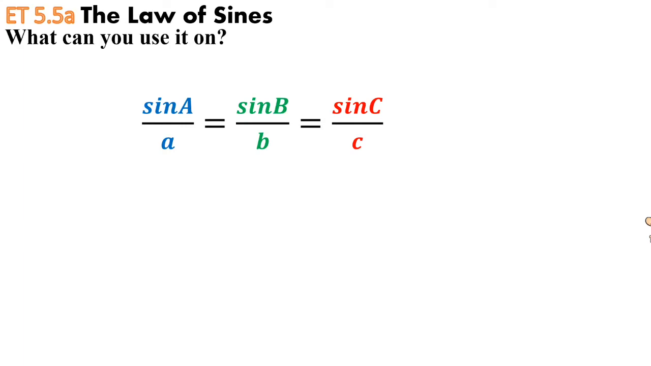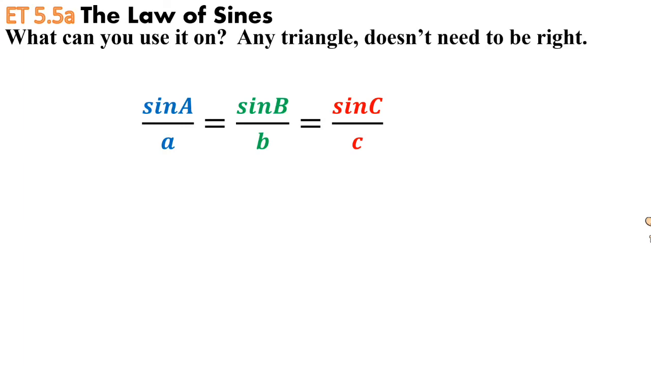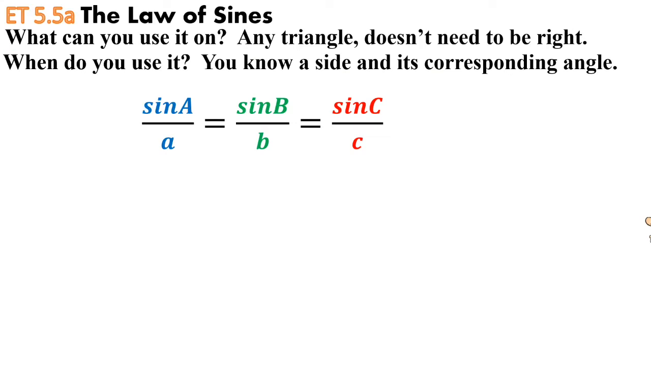You will be able to use the law of sines on any triangle. The triangle does not need to be a right triangle, although you can use the law of sines on right triangles. If the given information contains a side and its corresponding angle, then you know you're going to use the law of sines.